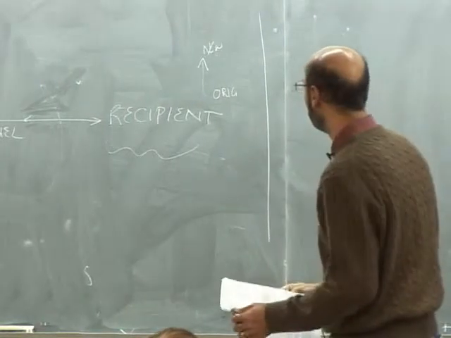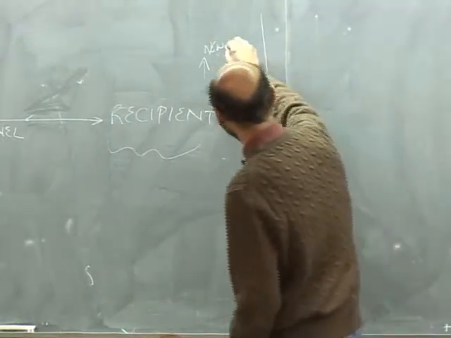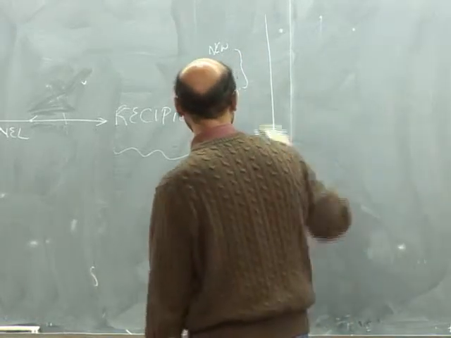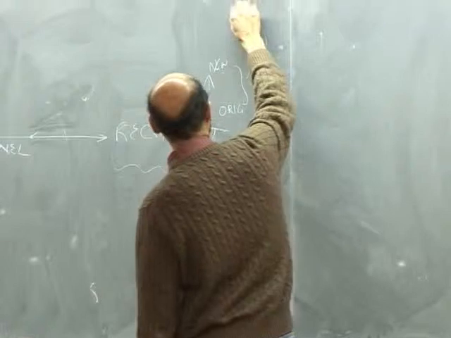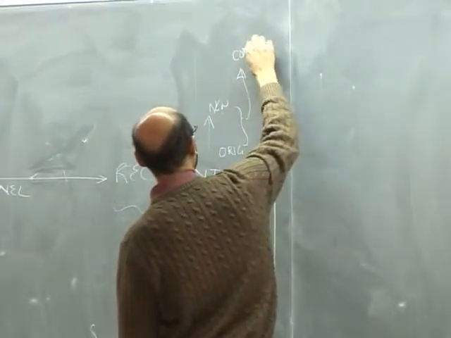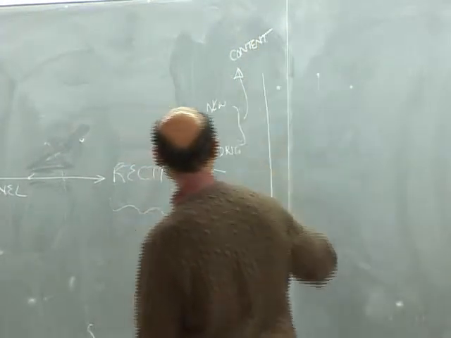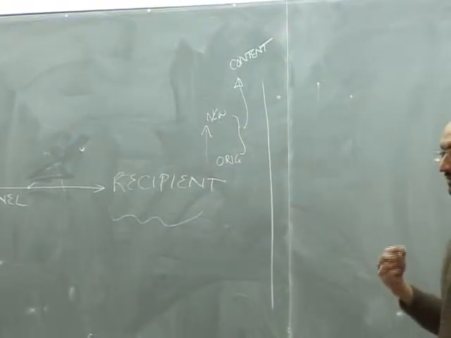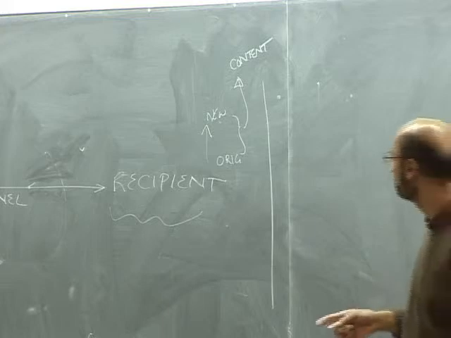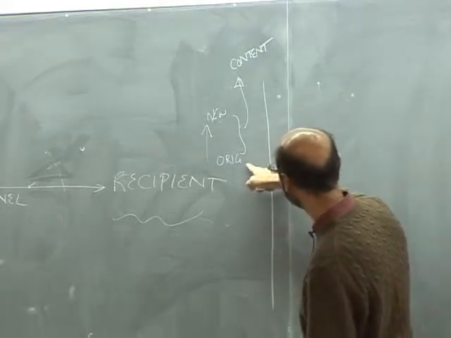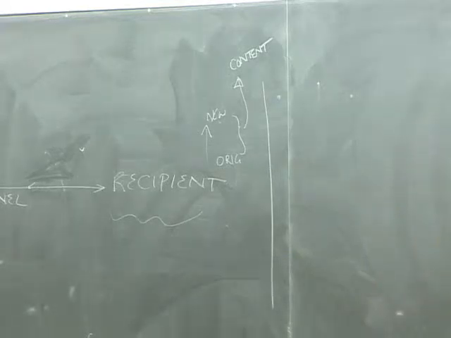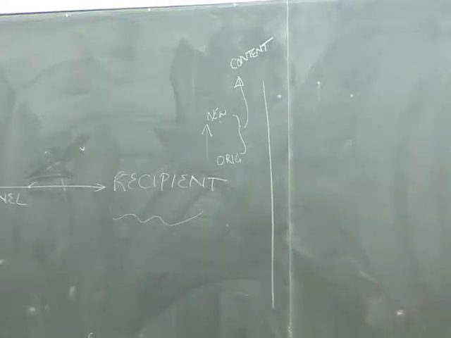So the difference between the original and the new state we will call the information content. Okay, so this difference is the content. What we're saying is that the effect of the message, the information content of the message, is to convert the recipient from some original state to some new state. Okay, and that now becomes a bit more precise.